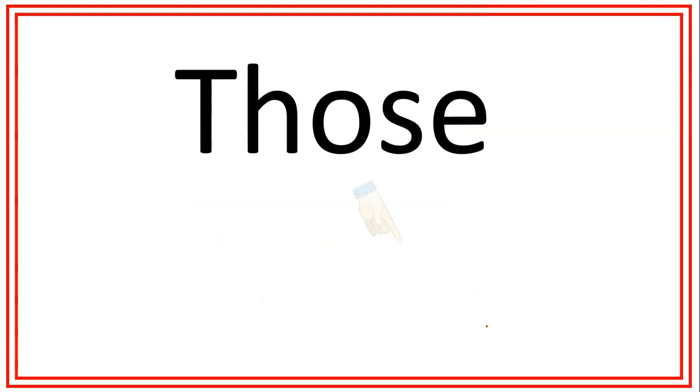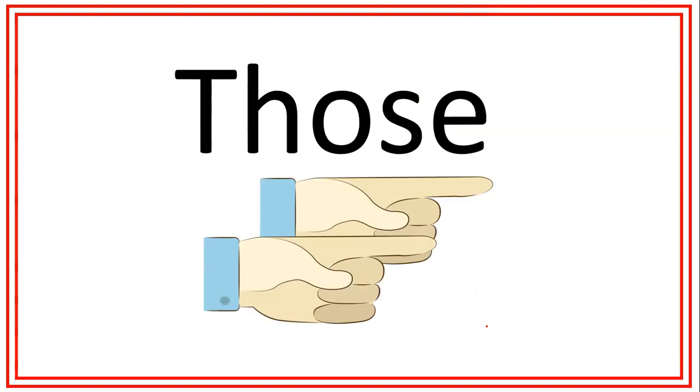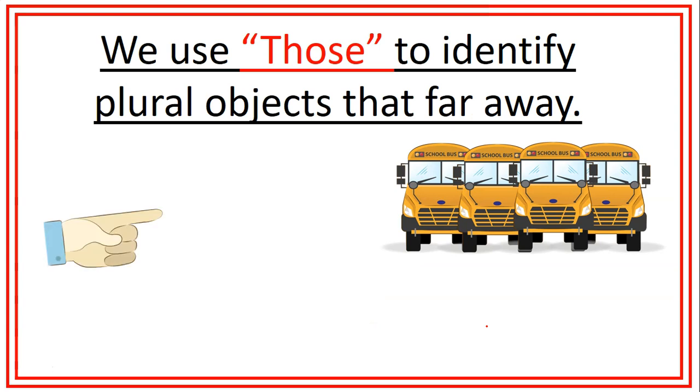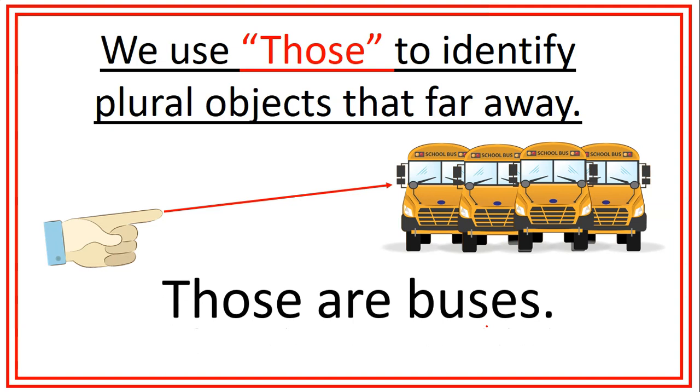Now, let's see how those works, okay? Now, we use those to identify plural objects that are far away. For example, those are buses. And remember, one more time, those is used for plural. So we need to use the verb to be are, and the noun is in plural. So we add es in this case. So we say those are buses, okay?